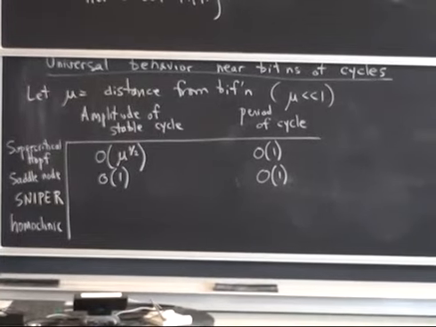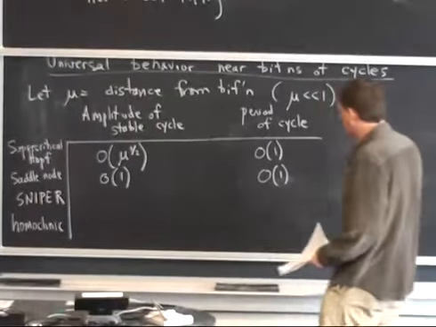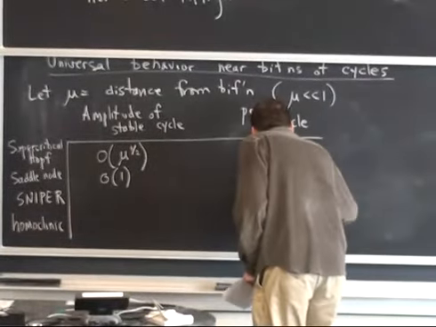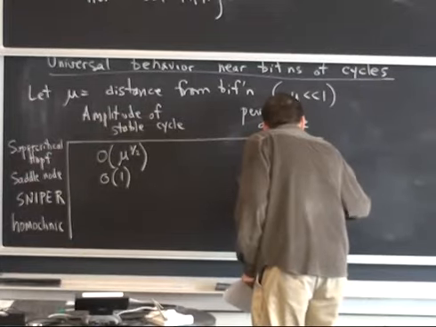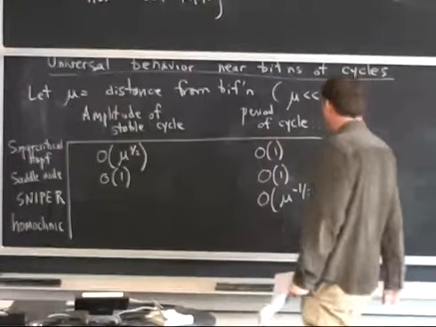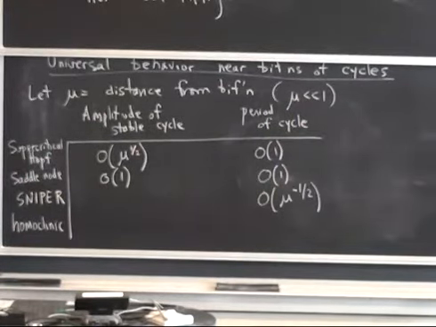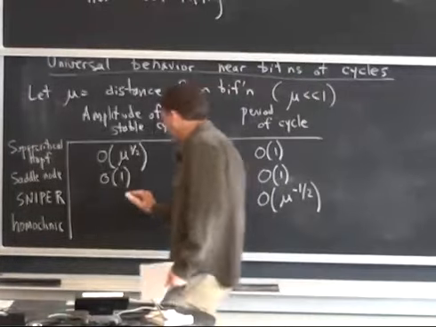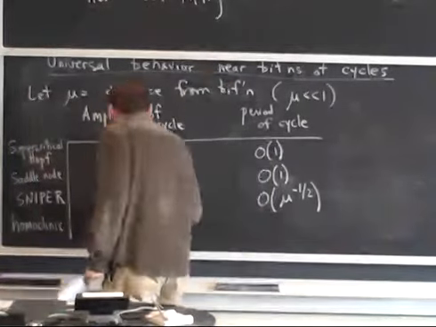The sniper we just talked about. We've seen that its period goes to infinity like order mu to the minus a half, that is, 1 over square root of mu. But its amplitude is not affected much at the bifurcation. It's just order 1.